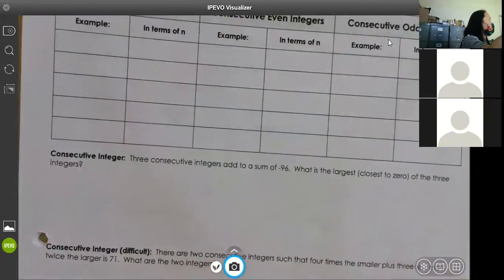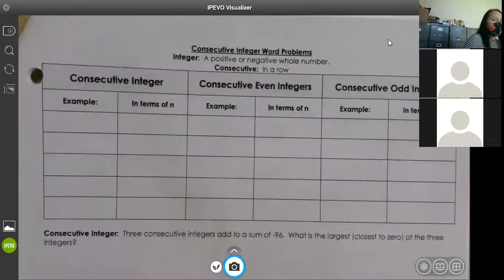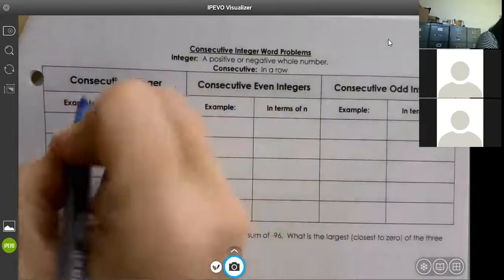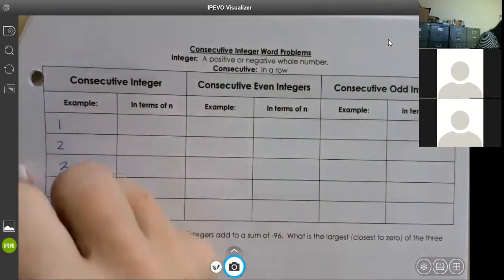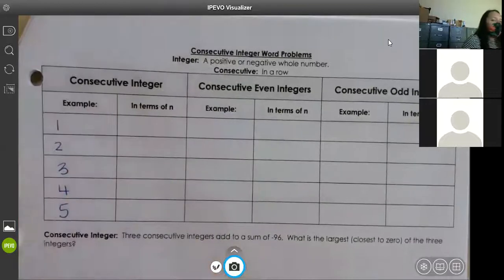1, 2, 3 are consecutive. 8, 9, 10 is consecutive. -2, -1, 0 is consecutive. Y'all understand that? So that's all it's looking for. So we have different types. We have regular consecutive. So your example would be like 1, 2, 3, 4, 5.